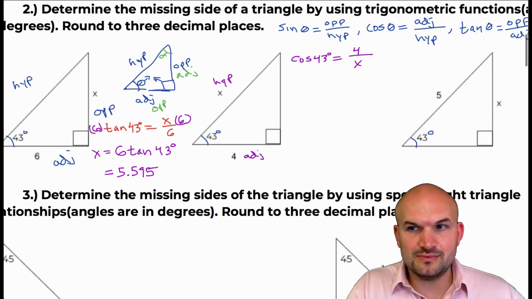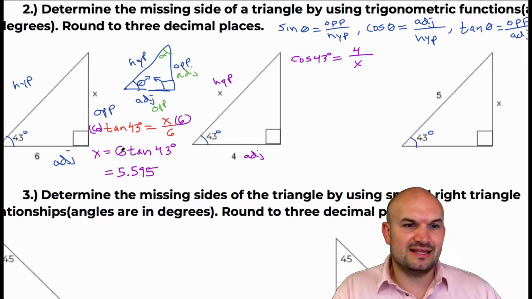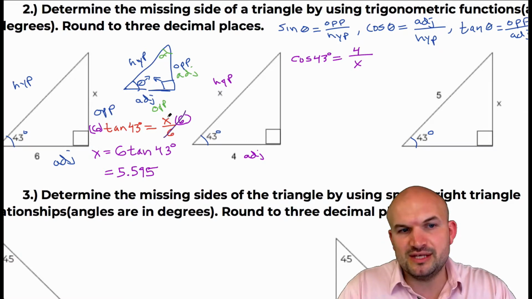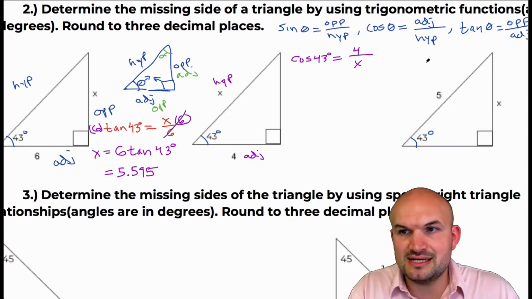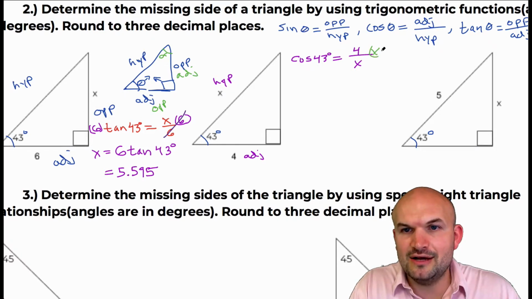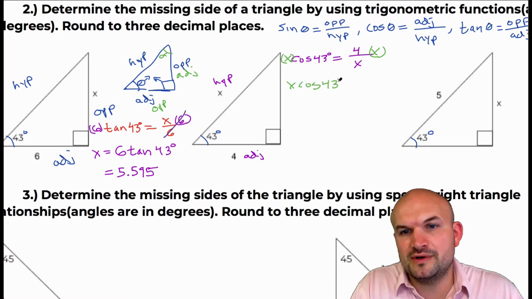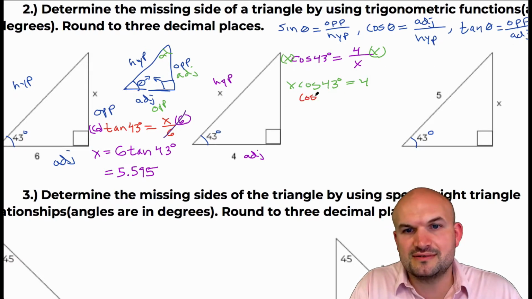Now this one isn't as nice because in the last one all I had to do was multiply by 6, and then once I multiplied by 6, those divided out, right? And I was just left with x, and I just flipped the equation around so my x was on the left-hand side. But here, if I multiply by x on both sides, I don't isolate the x, right? Now I have x cosine of 43 degrees equals 4. So to get rid of the x, I've got to divide by cosine of 43 degrees on both sides.